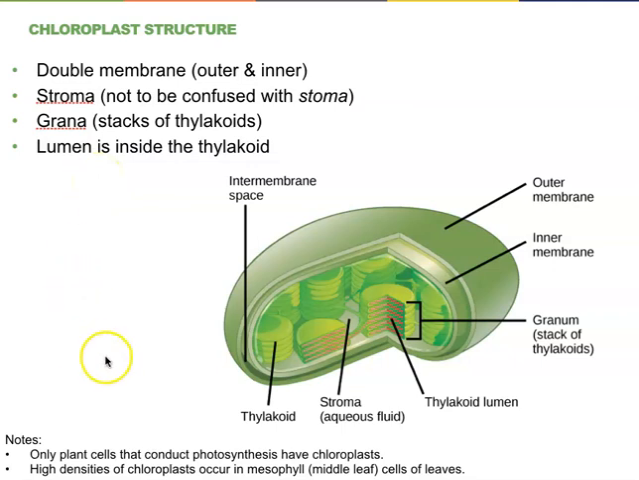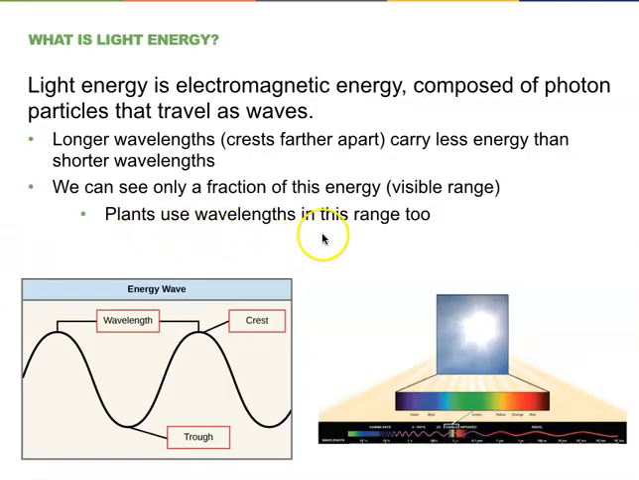Note, only plant cells that conduct photosynthesis have chloroplasts. High densities of chloroplasts occur inside the middle part of the leaf itself. So Mother Nature is putting them where she is most likely to find the energy required to stimulate those thylakoid membranes. And the last thing I want to add is, what is that energy? We'll take a pause after this.